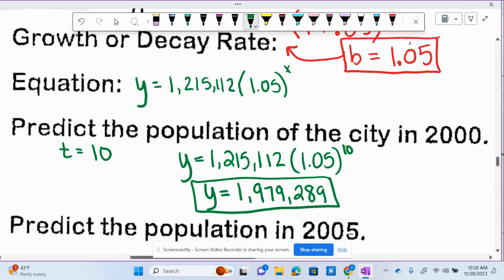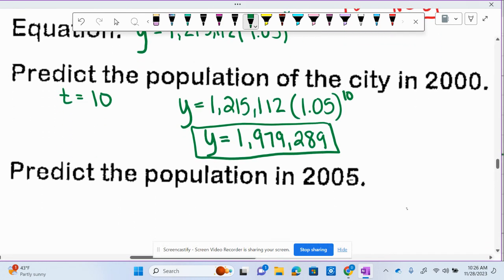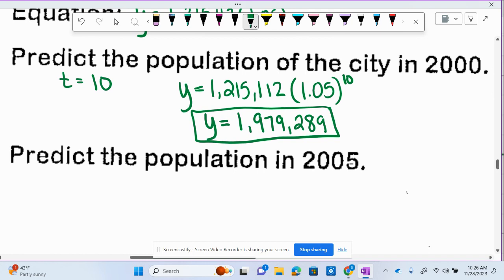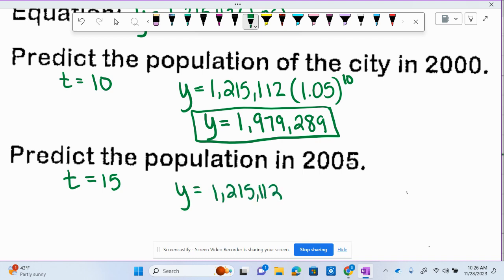Okay. Same thing. We're using the same equation, but now we're predicting the population in the year 2005. What is my T now? T is 15. Y equals 1,215,112 times 1.05 to the power of 15. Put it into your calculator. You don't even have to go to the y equals. Just type in 1,215,112, parenthesis, 1.05 exponent 15.